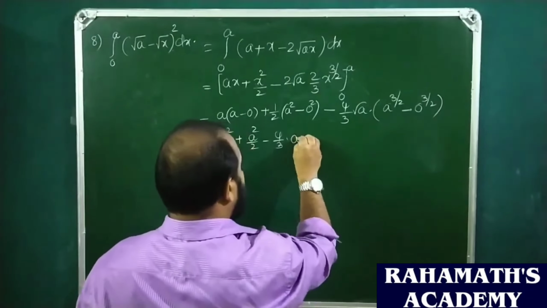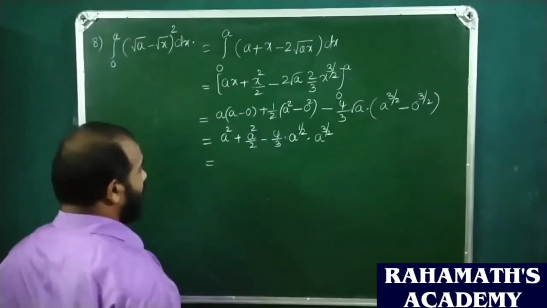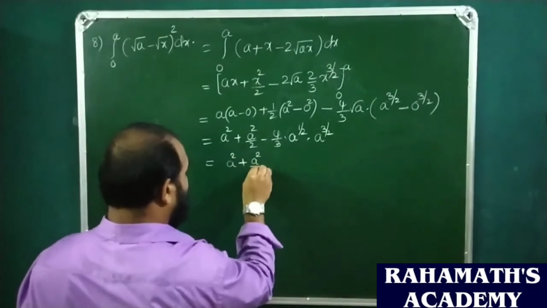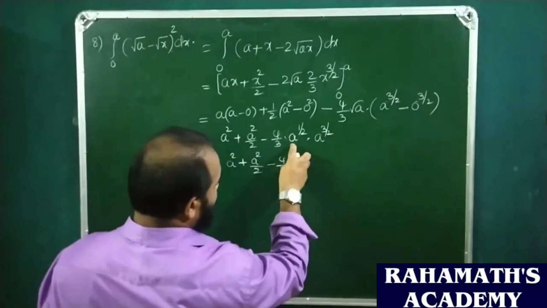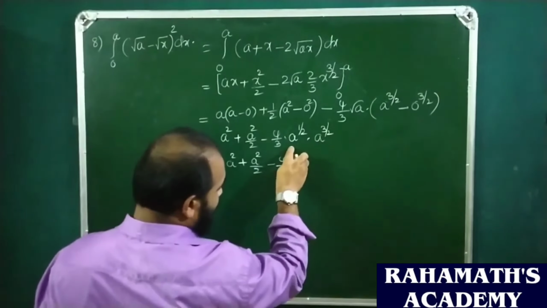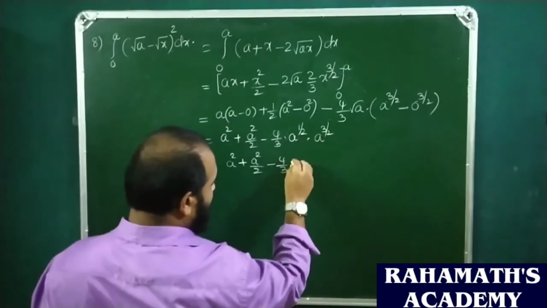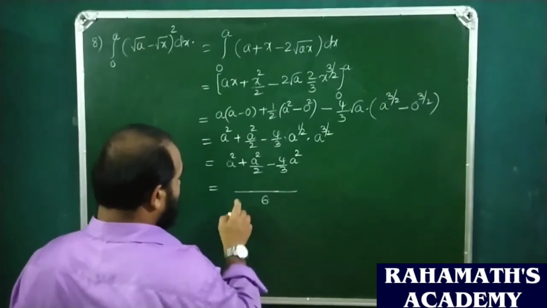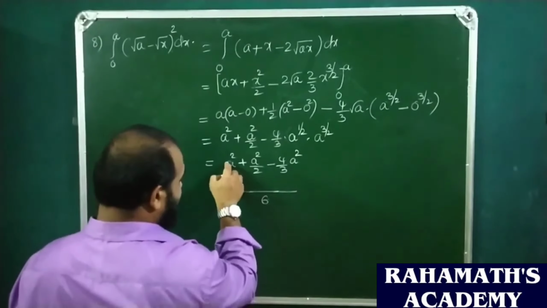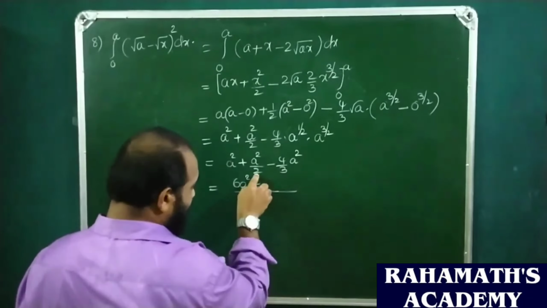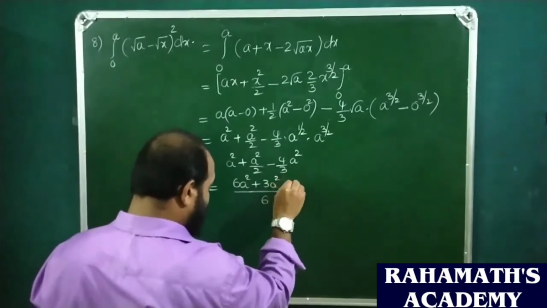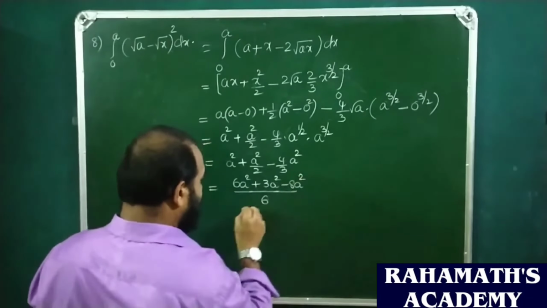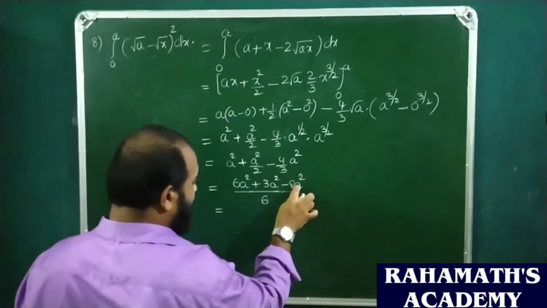So root a can be written as a power 1 by 2 also. So this is a, plus a square by 2, minus 4 by 3, a power 1 by 2 into a power 3 by 2, which is a power 4 by 2, which is a square. So LCM is 2 3s are 6. So 6 by 1, 6 into a square, 6a square. 6 by 2, 3 into a square, 3a square. Minus 6 by 3, 2 4s are 8a square. So this is 6 plus 3, 9a square minus 8a square.